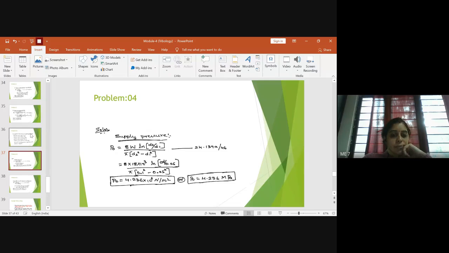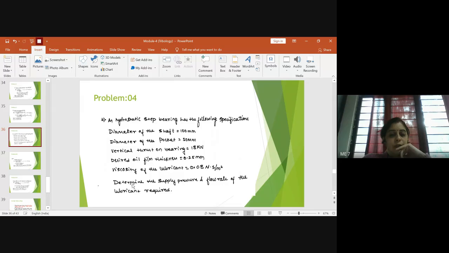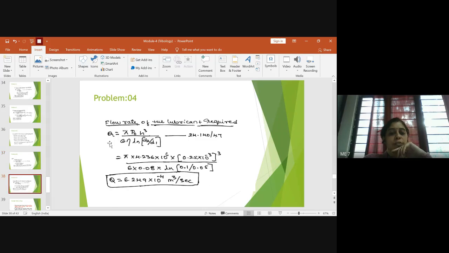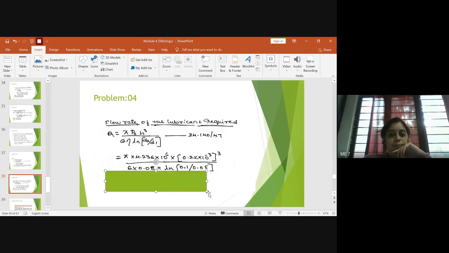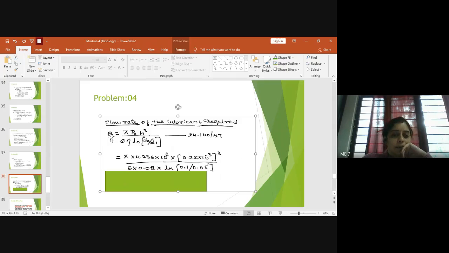After this, what is being asked in the question? We have to determine the supply pressure and the flow rate of the lubricant. There is no power loss being asked here. So you know the equation for the flow rate. Please write down the equation for the flow rate. As we have derived, the equation is pi P naught h cube divided by 6 mu into log of d2 by d1. All the data needed is available for substituting. P naught was unknown, so we have calculated that already.